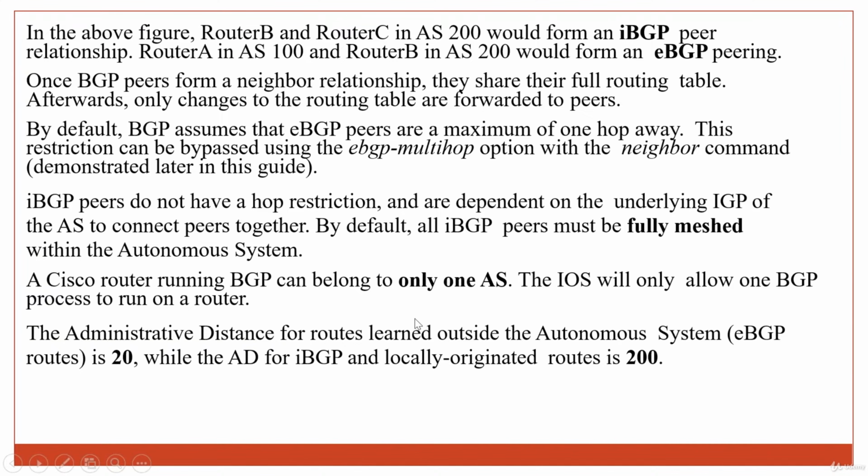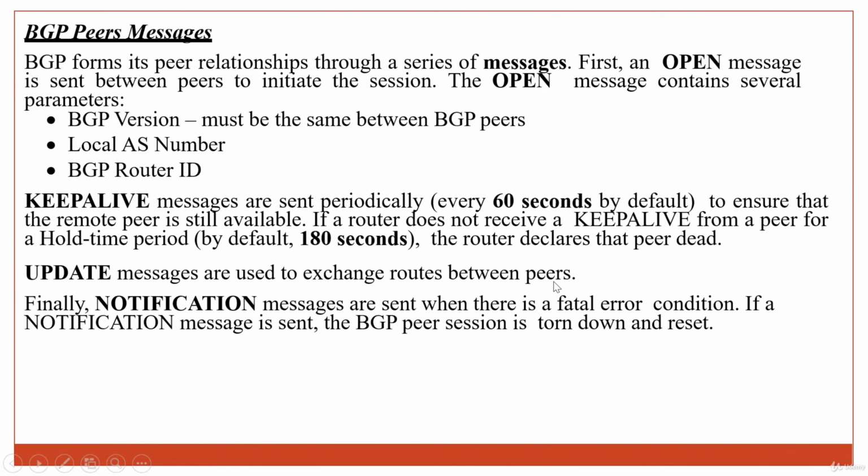Now, one device can be part of only one autonomous system, and if you want to make it part of multiple, it will throw an error. We have the AD value fixed for eBGP. For eBGP, the administrative distance is 20, and for iBGP, it is 200. That means the eBGP routes are preferred over iBGP routes. So 20 versus 200, lower is better.